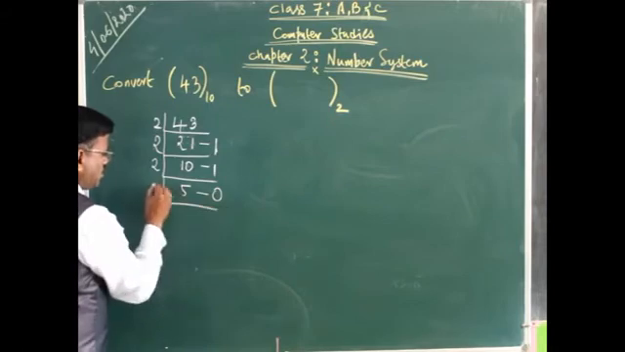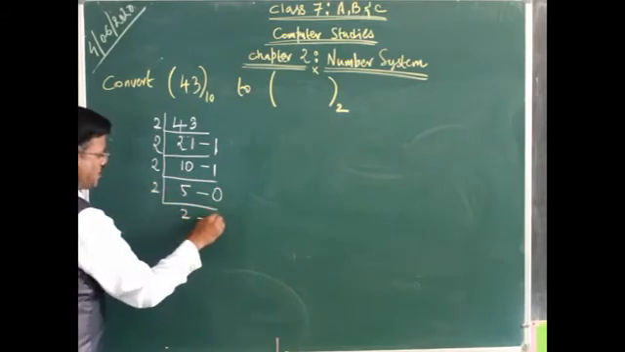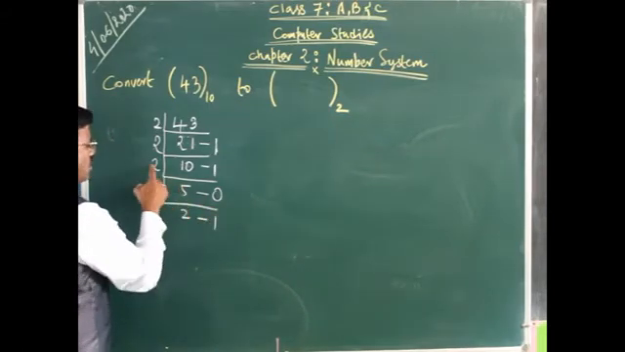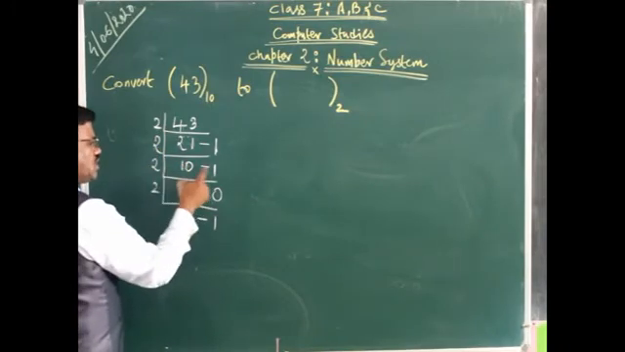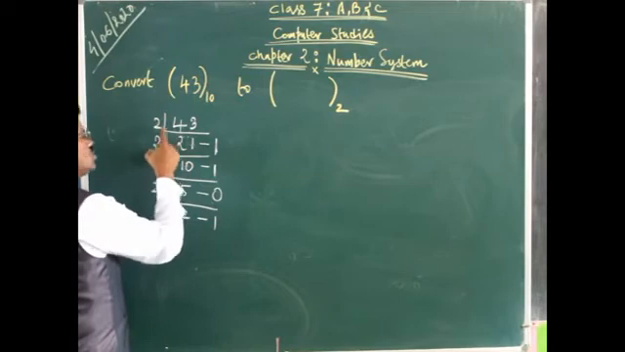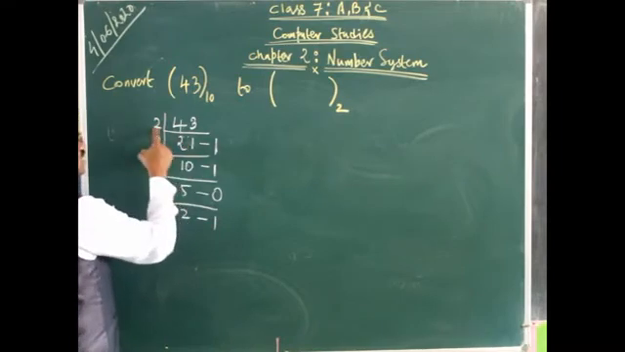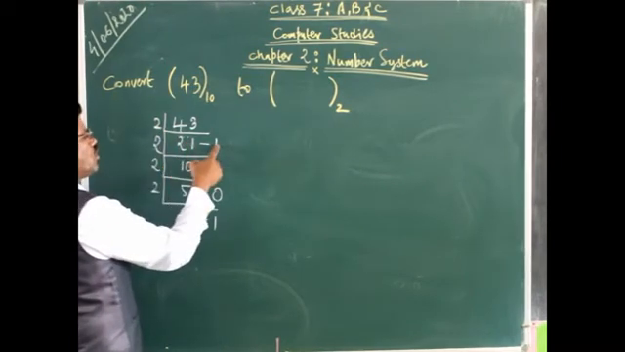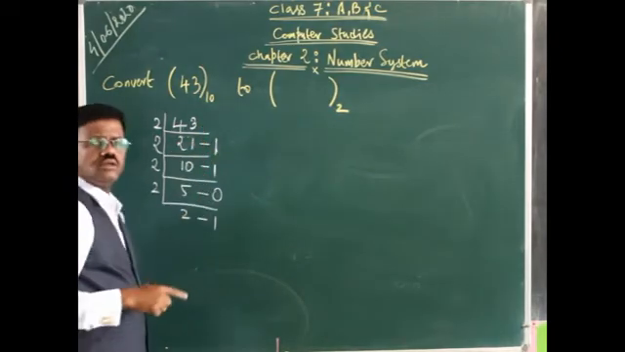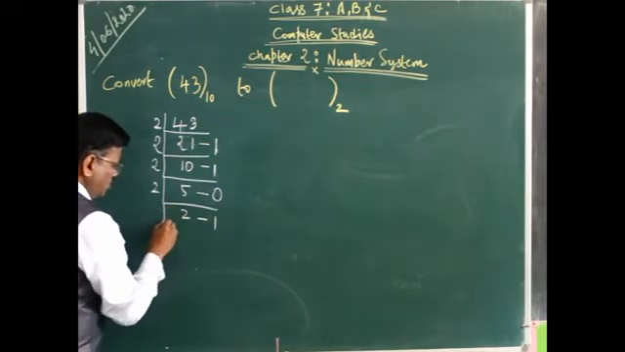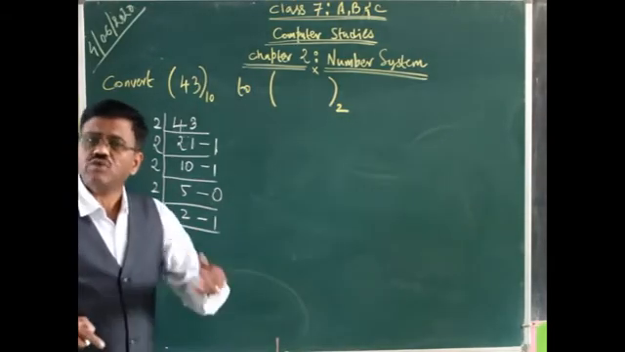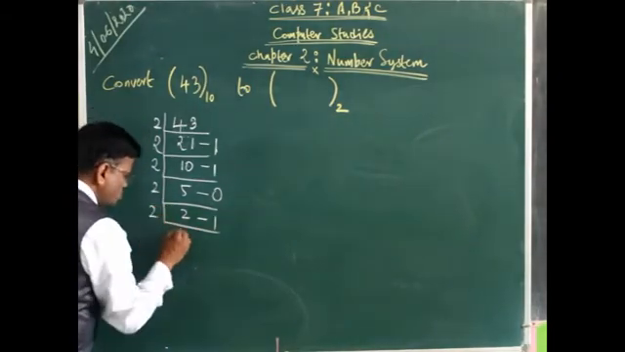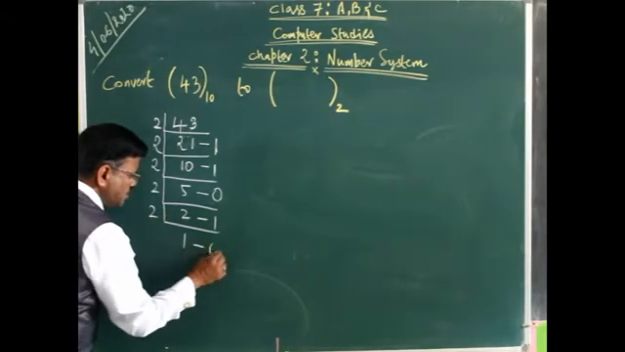Again, 2 2s are 4, remainder is 1. 2 2s are 4, 4 plus 1 is 5. 5 2s are 10, 10 plus 0 is 10. 10 2s are 20, 20 plus 1 is 21. 21 into 2 is 42. 42 plus 1 is 43. Is this clear? Now, again divide. Keep dividing till you get less than 2. 2 1s are 2, remainder is 0.